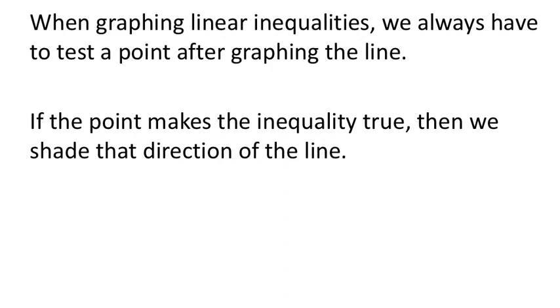Now, when we test a point not on the line, it may make the inequality false, and we are looking back at the inequality, but we solve it as though it was true. We don't really care about the inequality at that point. But when we test, we are using the actual inequality. If it's false, you shade the other side of the line. If it's true, you shade the side of the line that the point is on.